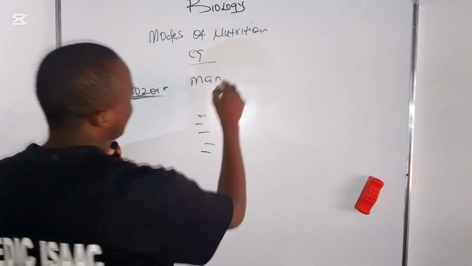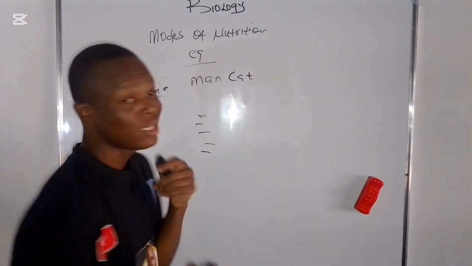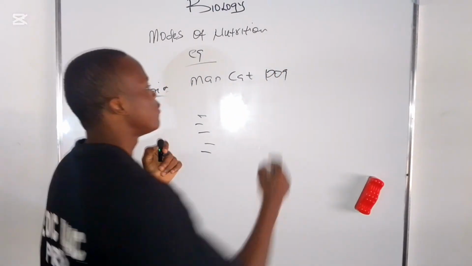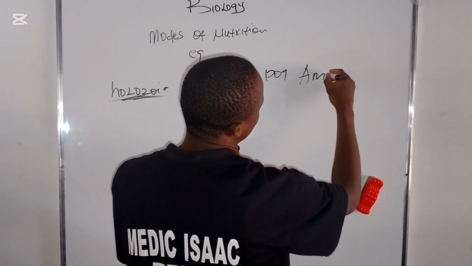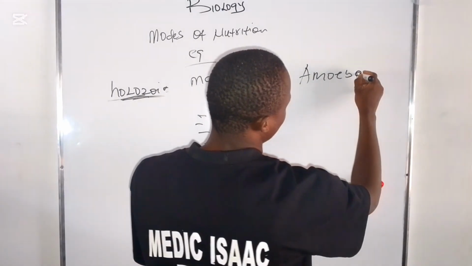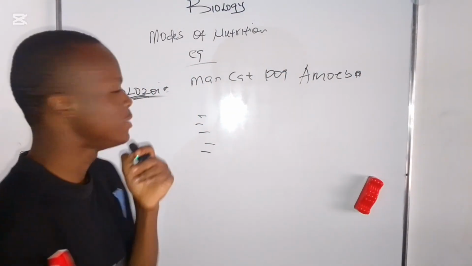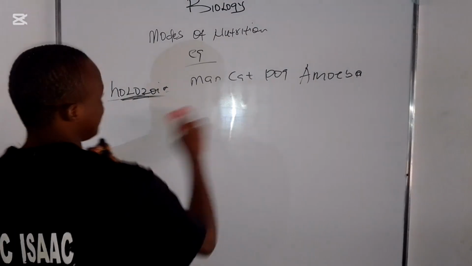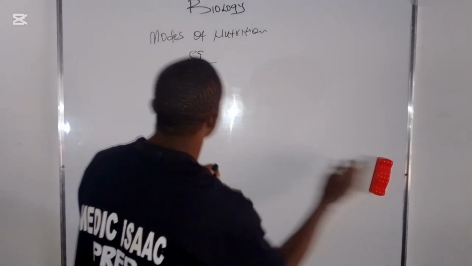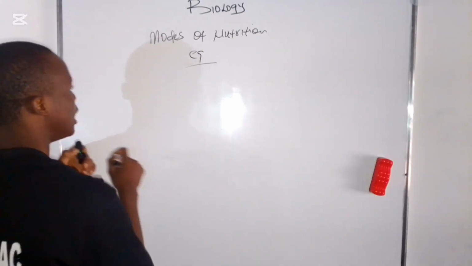Another example is cat. Another example is the likes of dog. Another example is the likes of amoeba, right? So they undergo all these kinds of nutrition. Please don't mind my handwriting. Okay, so I think you understand. There is no question that's going to be asked from this place for you to fail it. This is holozoic nutrition, I believe that.